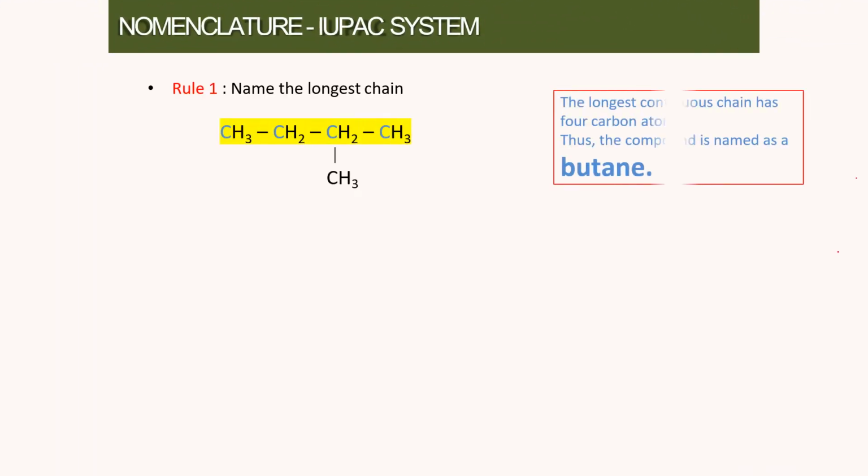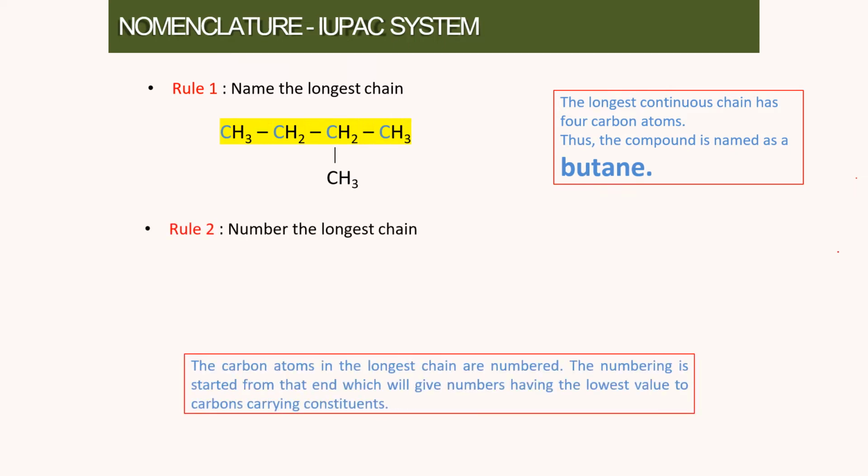Nomenclature, IUPAC system. Rule number 1, name the longest chain. The longest continuous chain has 4 carbon atoms. Thus, the compound is named as a butane. Rule 2, number the longest chain. The carbon atoms in the longest chain are numbered. The numbering is started from that end which will give numbers having the lowest value to carbons carrying substituents.